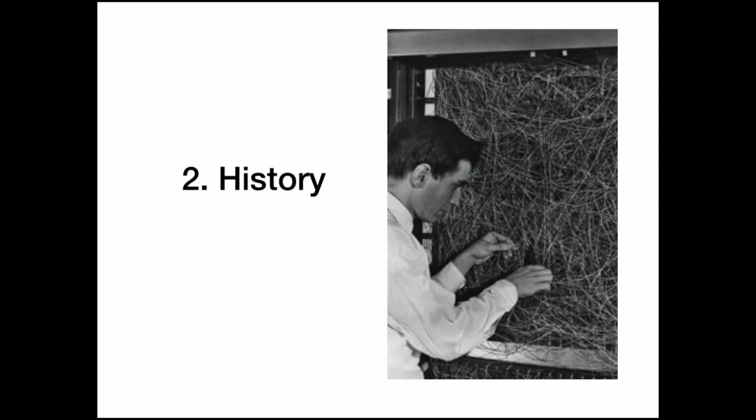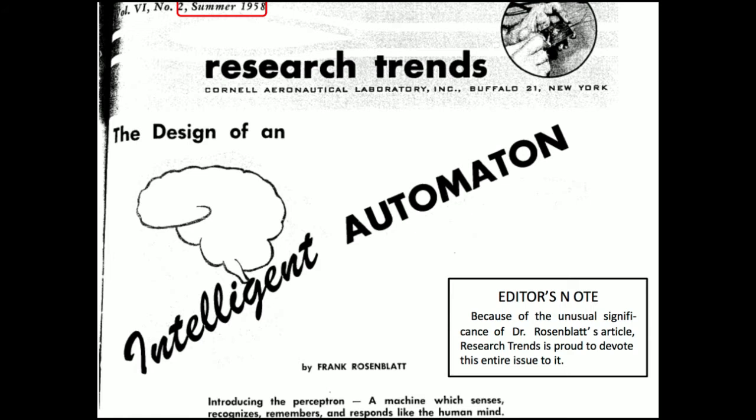The commonly agreed start of deep learning, or connectionism, I would place at summer of 1958 with this paper that was in Research Trends. And that paper was so special that the editor added this note saying that because of the unusual significance of Dr. Rosenblatt's article, the whole issue is devoted to that single article. And fittingly, the title of that article was huge: Introducing the Perceptron, a machine which senses, recognizes, remembers, and responds like the human mind. So spoiler alert, maybe they overstated the case just a little bit.